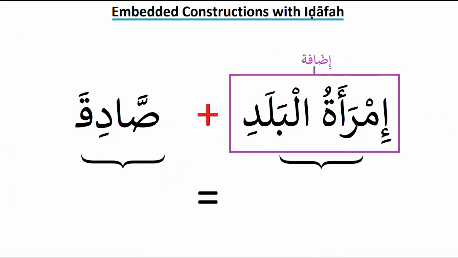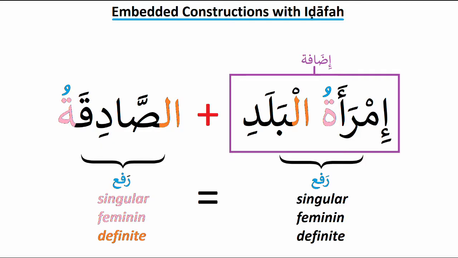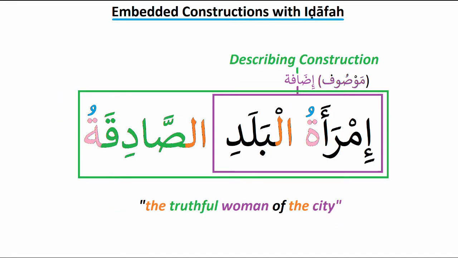This idafa, imra'atul baladi, is in rafa and singular feminine, which is determined as discussed by the mudaf, and it is definite because of its mudaf ilayh. So the whole idafa as a unit has these four characteristics. Now sadiqa needs to have the same characteristics, so we need to make it rafa, singular feminine, and definite. Now all characteristics match, and al-sadiqatu is the sifa of the mawsuf, which is also an idafa. Together they form a describing construction with an embedded idafa.